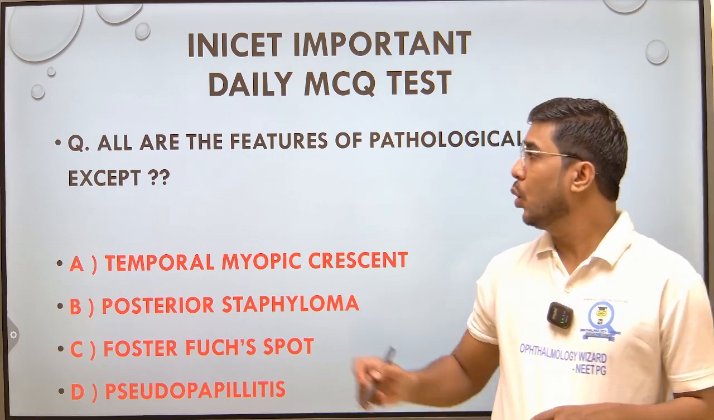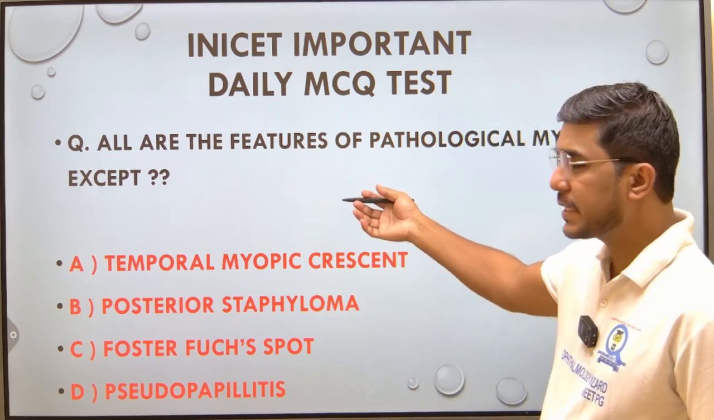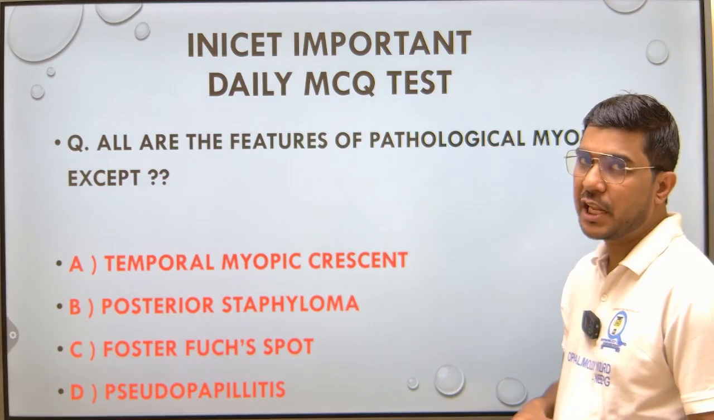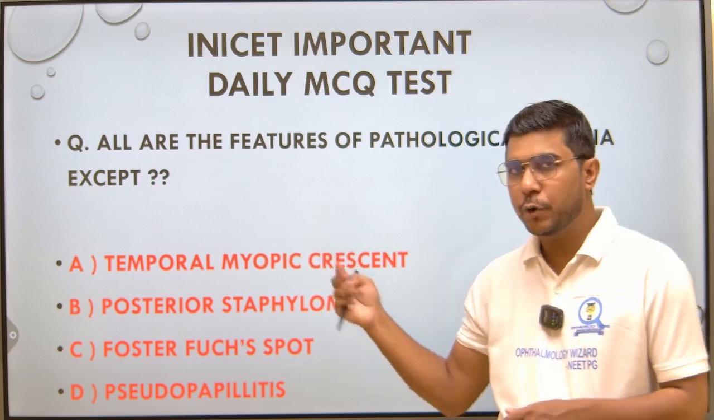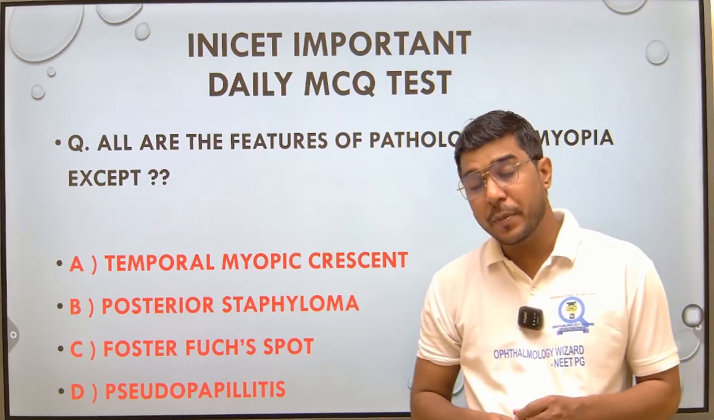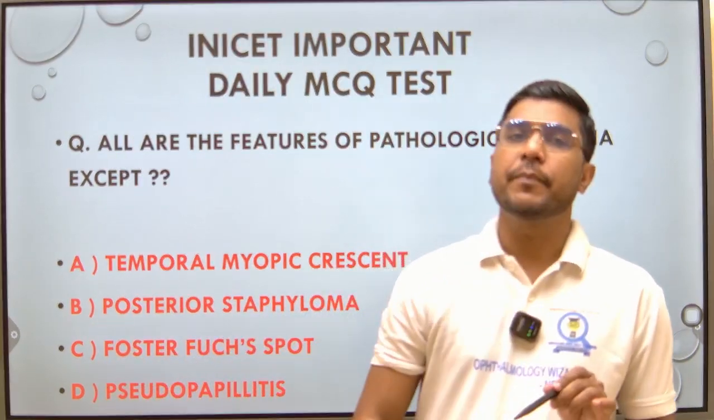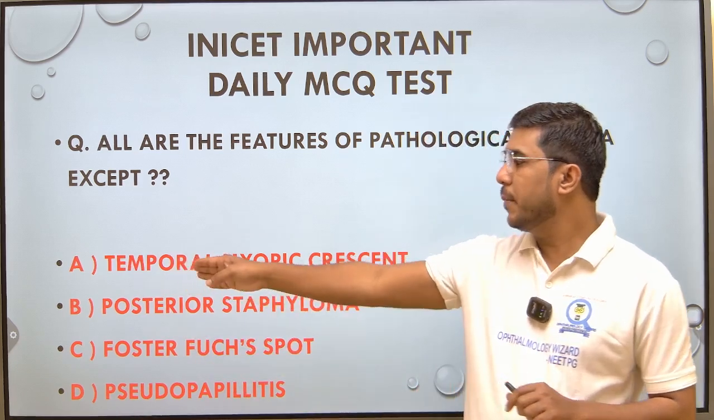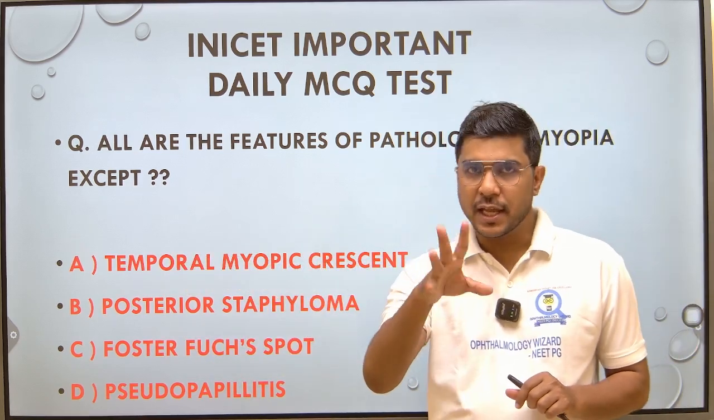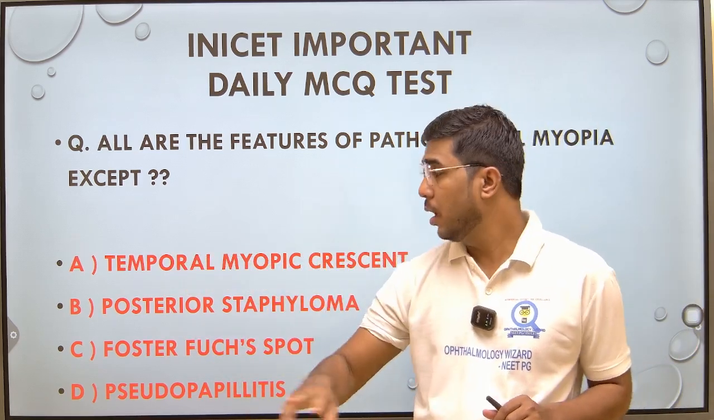This is a very important question as far as INICET, NEET PG and FMG are concerned. The question asks: all are the features of pathological myopia except A. Temporal myopic crescent, B. Posterior staphyloma, C. Foster Fuchs spot, and D. pseudopapillitis. Let me tell you that temporal myopic crescent is present in myopia.